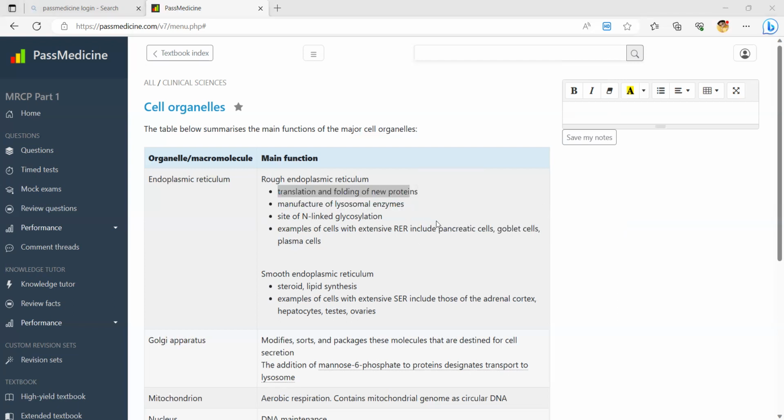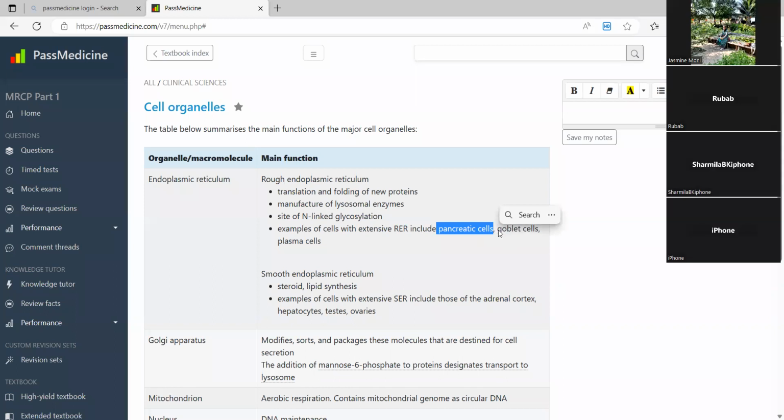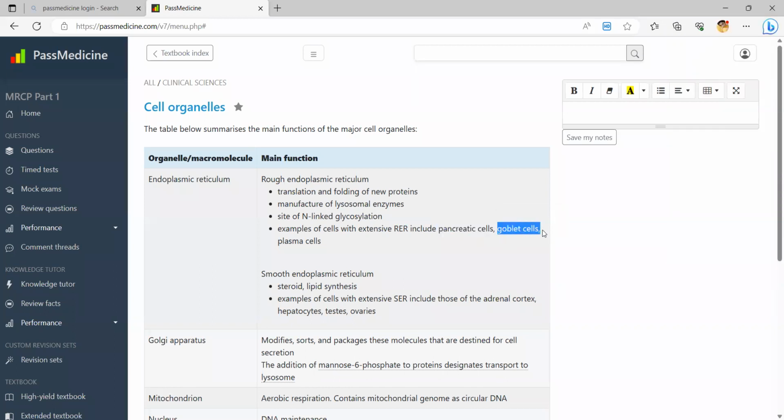Our pancreatic cells secrete lots of hormones like insulin, somatostatin, and gastrin. Also goblet cells secrete mucus in our body, because this is also a kind of protein. Another one, plasma cells: plasma cells secrete antibodies, and all the antibodies are derived from the plasma cells.